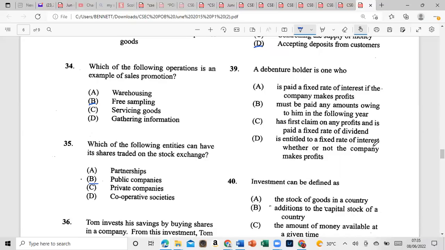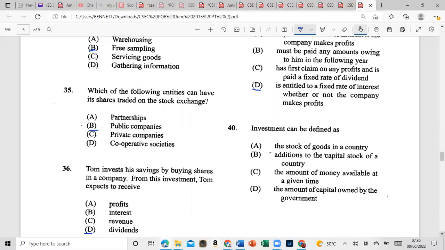A debenture holder is one who: A, is paid a fixed rate of interest if the company makes profit, B, must be paid any amount owing to him in the following year, C, has first claim on any profit and is paid a fixed rate of dividend, or is it D, is entitled to a fixed rate of interest whether or not the company makes profit. Interest is the best. You're entitled to a fixed rate of interest whether or not the company makes profit. If the company makes $1, the debenture holder is getting their money. All right, let's move on to 40.